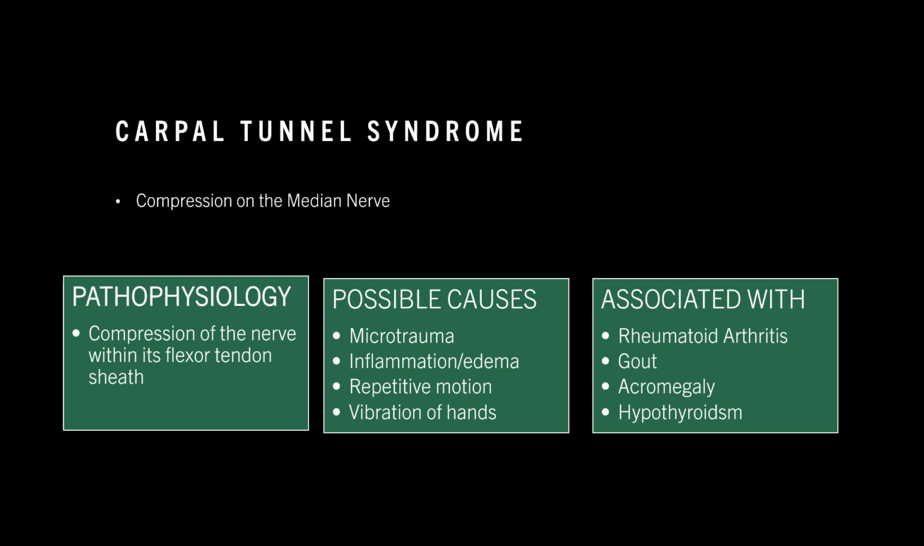Nerve damage conditions, such as diabetes, could also create some nerve damage there. Inflammatory conditions such as rheumatoid arthritis, obesity, and fluid retention can also increase the pressure, and this can be seen in pregnancy or menopause. And then workplace things like vibrating tools, typing, jackhammers, or repetitive flexion of the wrist. It can be associated with rheumatoid arthritis, like we said, gout, acromegaly, and hypothyroidism.